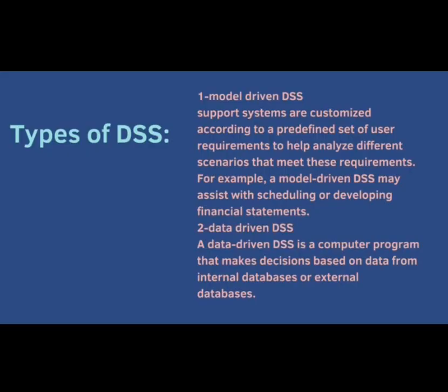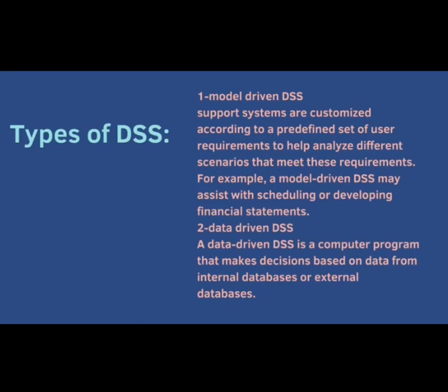And then we are talking about types of decision support system. Number one, model-driven DSS. Support systems are customized according to a predefined set of users' requirements to help analyze different scenarios that meet these requirements. For example, a model-driven DSS may assist in scheduling or developing financial statements. Number two, data-driven DSS. A data-driven DSS is a computer program that makes decisions based on data from an internal database or external database.